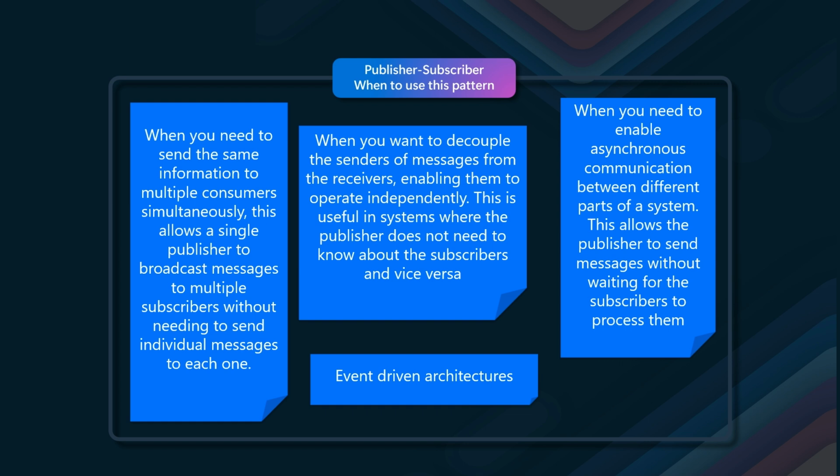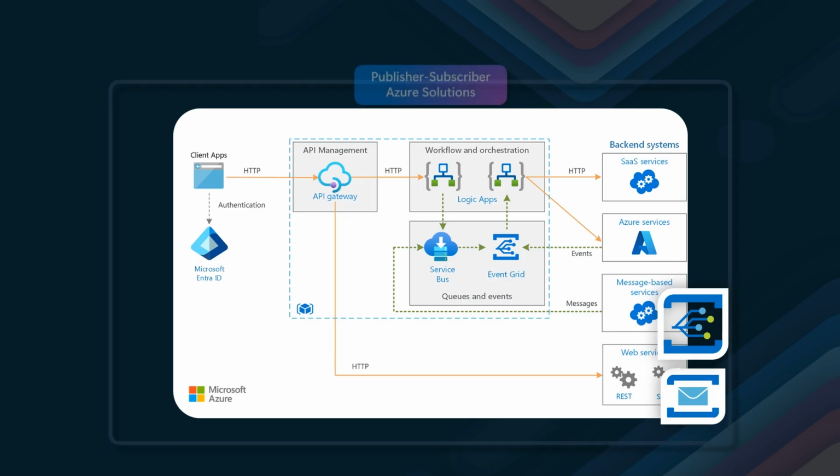Filtering and routing messages. When you need to filter and route messages to specific subscribers based on certain criteria, this can be achieved using topics and content filtering mechanisms. By using the publisher-subscriber pattern in these scenarios, you can create a robust, scalable, and flexible messaging system that efficiently handles communication between different components.